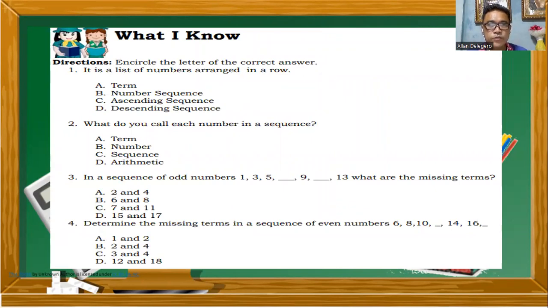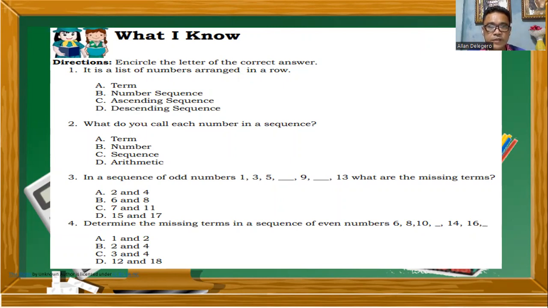2. What do you call each number in a sequence? A, term. B, number. C, sequence. D, arithmetic. 3. In a sequence of odd numbers 1, 3, 5, blank, 9, blank, 13, what are the missing terms? A, 2 and 4. B, 6 and 8. C, 7 and 11. D, 15 and 17.